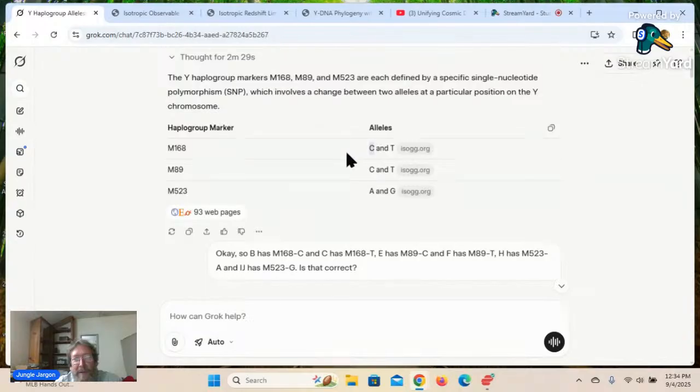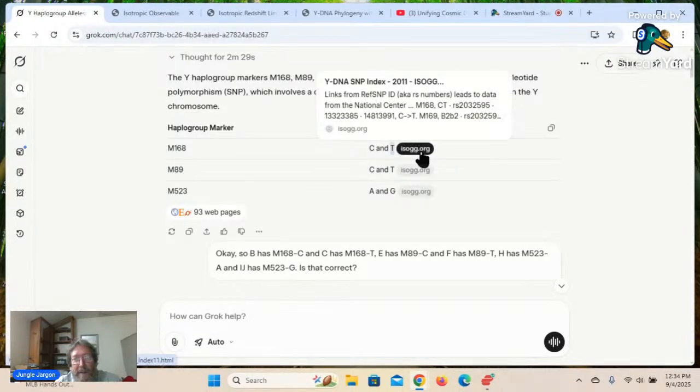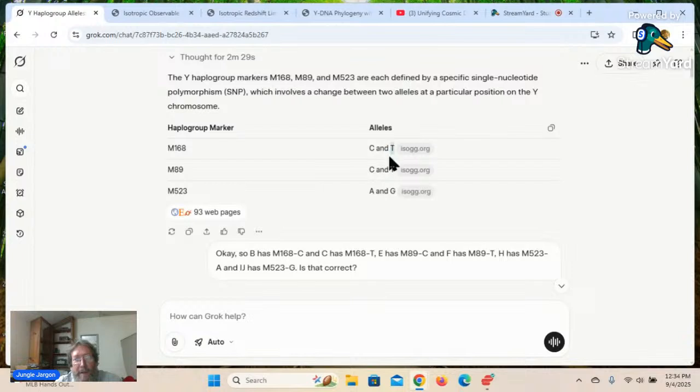It's C on this side and T on that side. In other words, the original is T in the IJK root. The original is T. For M89, it's T. For M523, it's G. So it's cytosine, thymine, guanine, and adenine. CTGA. Adenine. So then I went, okay.